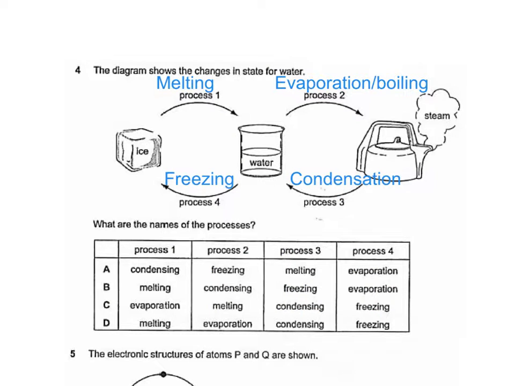Question 4. The diagram shows the changes in state for water. We know that when ice melts, it becomes water, so process 1 is definitely melting. From water to water vapor, it can either be evaporation or boiling to form steam. The other way around, cooling. So when steam condenses on a cold surface, it becomes water, sometimes water droplets on your cup of Coke. And then water to ice, that's solidifying or freezing. So match the processes carefully, you will get melting for process 1, evaporation 2, condensation followed by freezing. The answer for this is D.